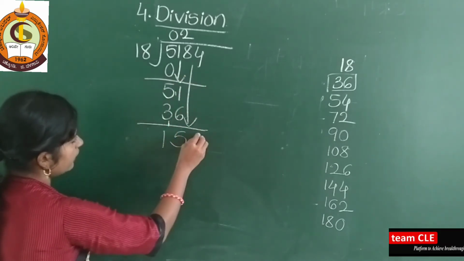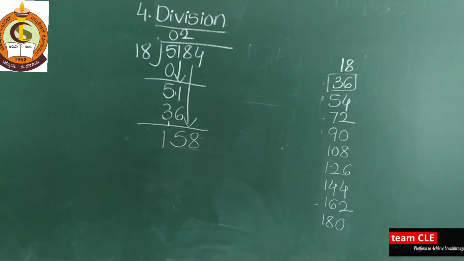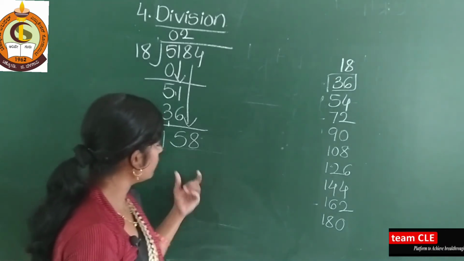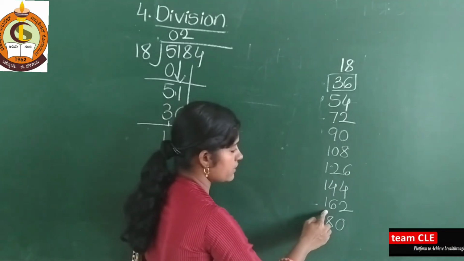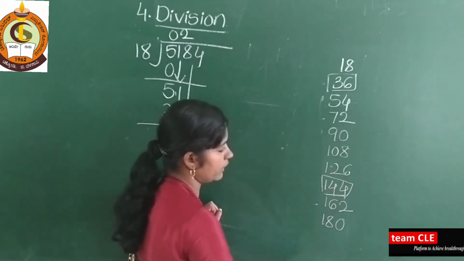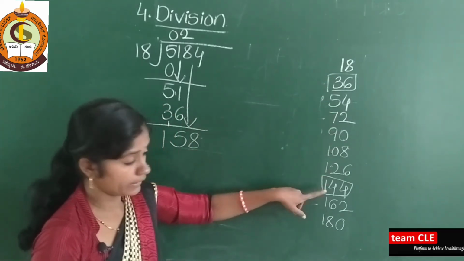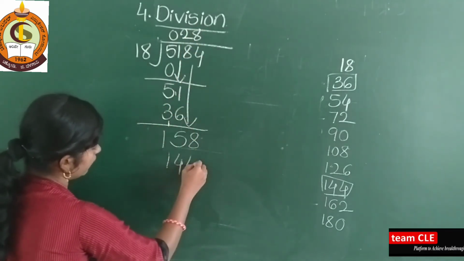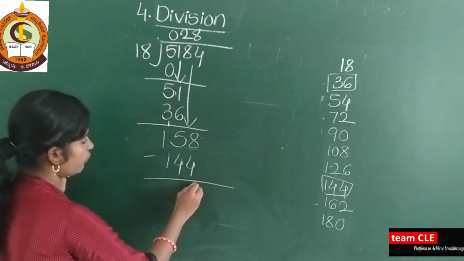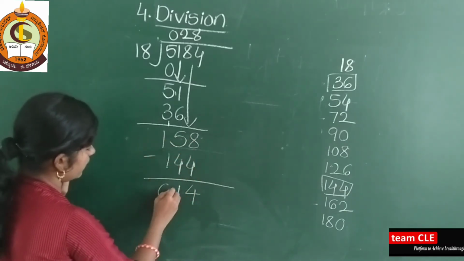Next you take 8 down. Now how much is it? 158. So let's just check. Less than 150 here, the last is 144, and the next is 162. Okay, so I will take 144. How much times? 1 2 3 4 5 6 7 8. 8 times. Yes, 18 8s are 144. Okay, 8 minus 4 is 4, 5 minus 4 is 1, and 1 minus 1 is 0.